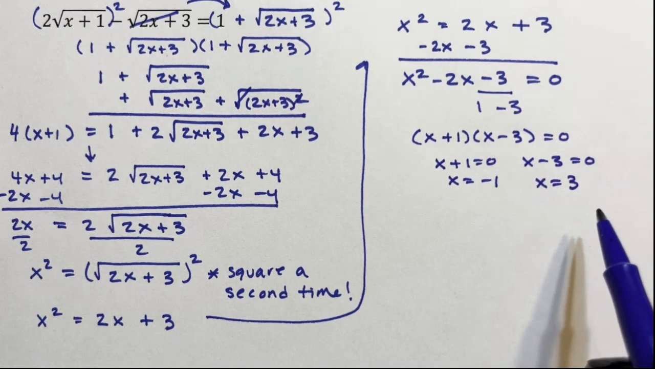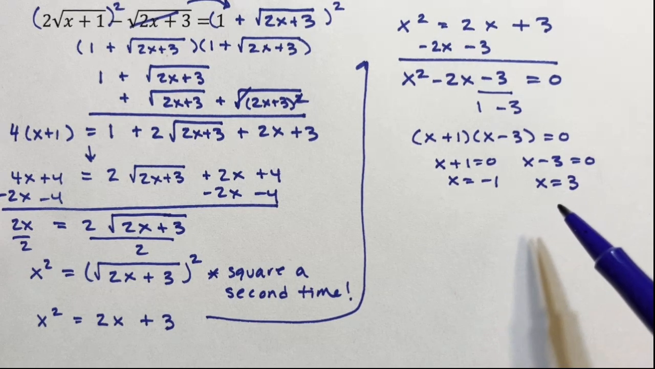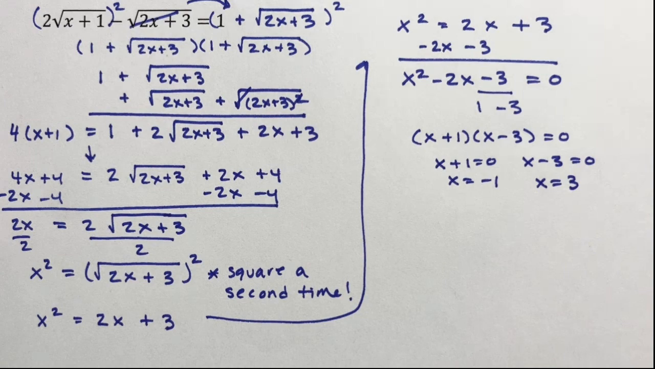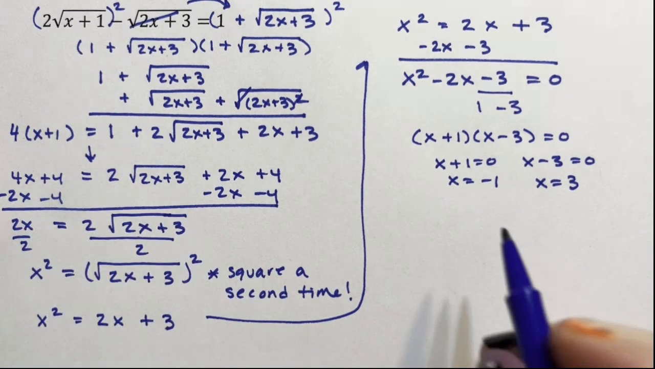We have two possible solutions, but we have squared twice. And when you square once, much less twice, weird things happen. So we have to go back and check our work with the original problem.